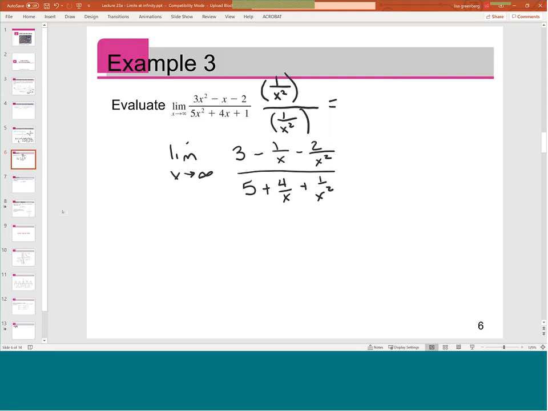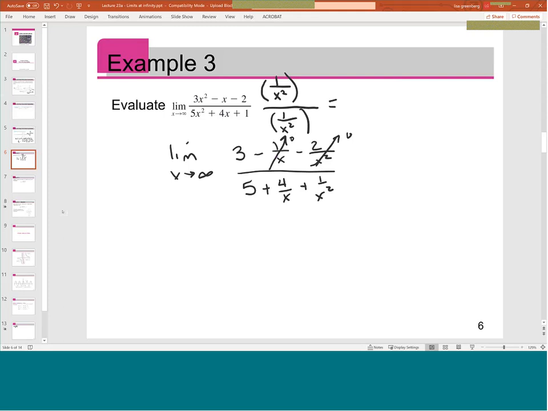Okay. So now, what's going to happen here? What does 1 over x equal as x approaches infinity? 0? Yes, exactly. And what does 2 over x squared equal as x goes to infinity? 0, exactly, yes.